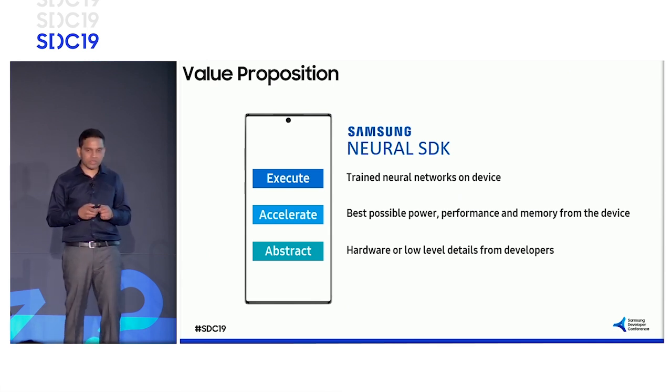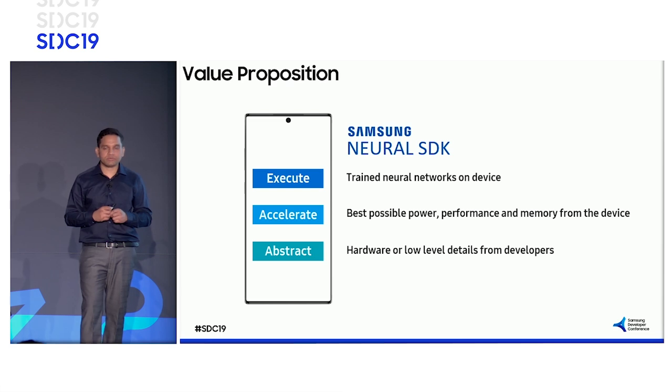Last one is about abstracting internal details from the application developer. We want application developers to be able to innovate and create new use cases. We want them to break out. We don't want them to worry about internal details of what is the hardware, what are the programming languages that I need to know to be able to deploy machine learning models.